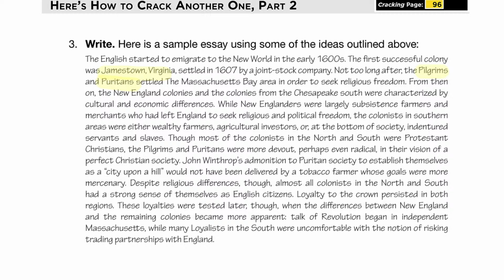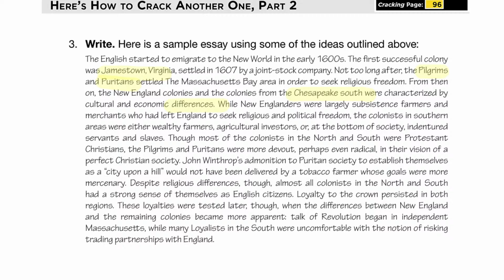From then on, the New England colonies and the colonies from the Chesapeake South, so this person has decided to kind of go loose with the South, right, and talk about the Chesapeake, were characterized by cultural and economic differences. Okay, now hopefully the author is going to tell us what those differences are. While New Englanders were largely subsistence farmers and merchants who had left England to seek religious and political freedom, the colonists in southern areas were either wealthy farmers, agricultural investors, or at the bottom of society, indentured servants and slaves. So there we have the differences.